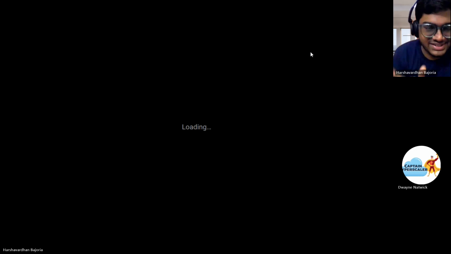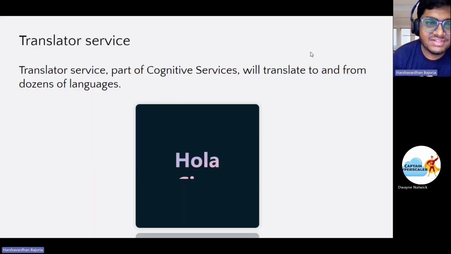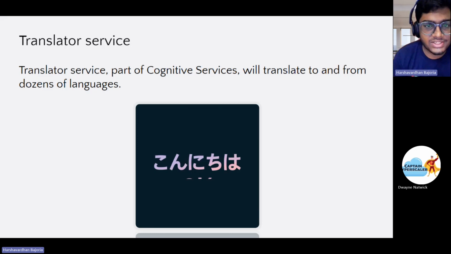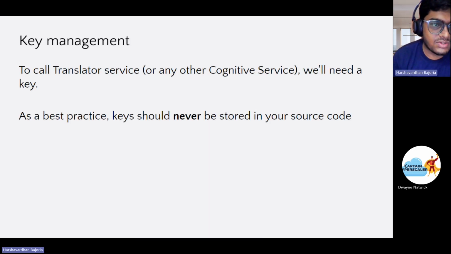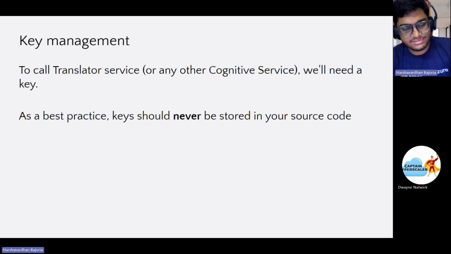Now, translator service that we will be learning right now is part of the cognitive service. And it helps you translate to and from dozens of languages. I would say dozen. It should be actually hundreds of languages. And as you can see on the screen, some of the languages to which it can translate. Now you need to understand key management also. But before that, let's create a translator service.